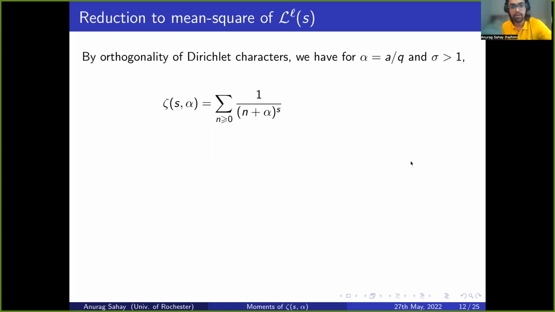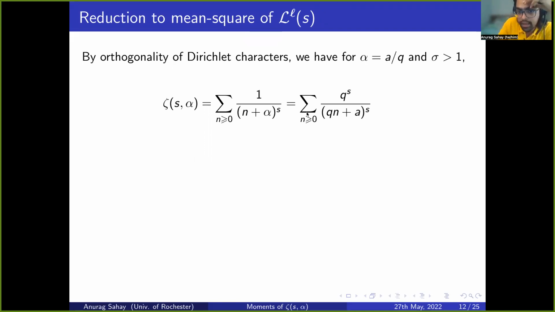Yeah. So the reason the rational case is easy is because it reduces to studying the Dirichlet functions. Let me quickly sketch how that happens. When alpha is A over Q and sigma is bigger than 1, if you just plug in alpha equals A over Q, you get this. I've just plugged in A over Q, and I've taken Q common and taken it out.